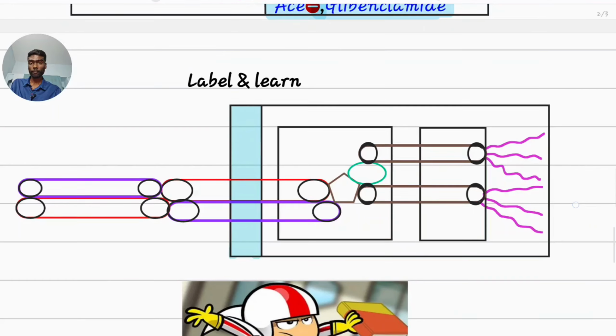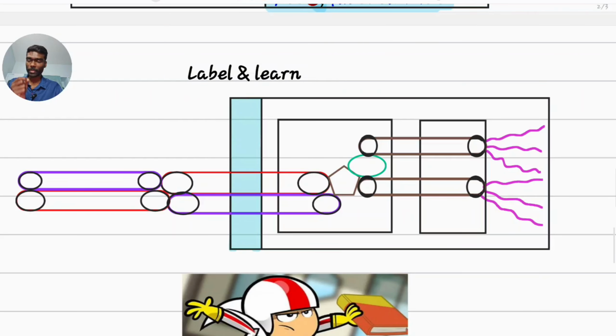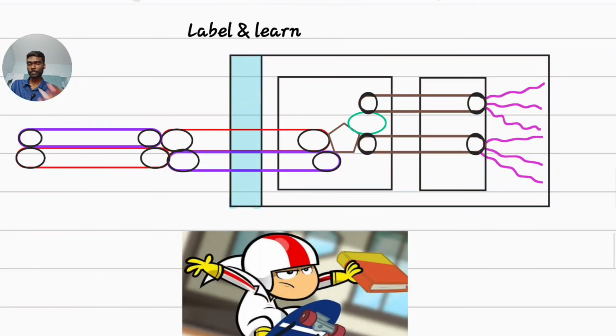Clear? If you draw the diagram and label it by yourself, then only you will remember and you can draw it in your exam. Now we will revise the entire desmosome structure by labeling this diagram. Here you can see a keratinocyte. This box which is having plasma membrane.